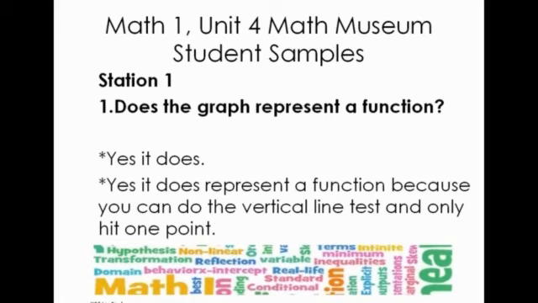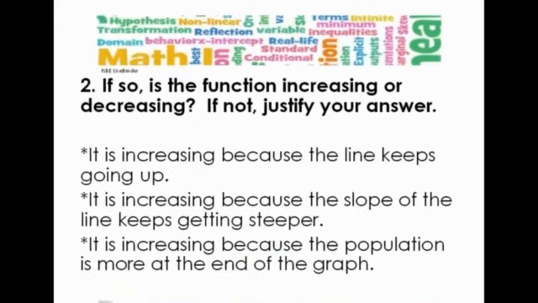Now I do want to mention here that in Station 1, as you can see on your handout, we don't give an actual table of data, so they were not able to see specifically inputs and outputs to know that the inputs had not repeated with a separate output. So they basically only had the picture of the graph to base their reply on, and usually do a pretty good job with that. Question 2: if so, is the function increasing or decreasing? If not, justify your answer.